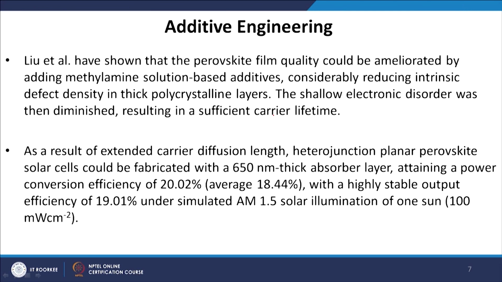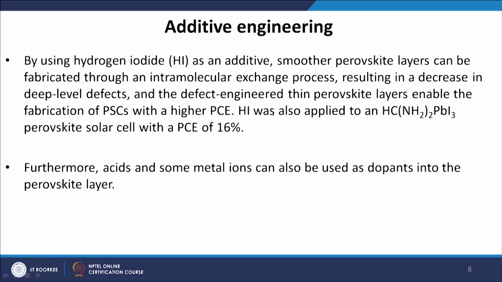Have shown that perovskite film quality can be improved by adding a methylammonium solution based additive, reducing the intrinsic defect density in a thick polycrystalline layer. As a result, the extended carrier diffusion length and heterojunction planar solar cells are fabricated with a 650 nanometer thick layer, and that can give an efficiency of 20.02%. By using hydrogen iodide, HI, as an additive, a smoother perovskite layer can be fabricated through an intermolecular exchange process, resulting in a decrease in the deep level defects, and the defect engineered thin perovskite layers enable the fabrication of perovskite solar cells with a higher PCE.